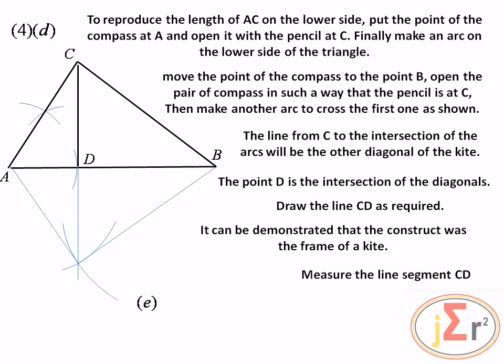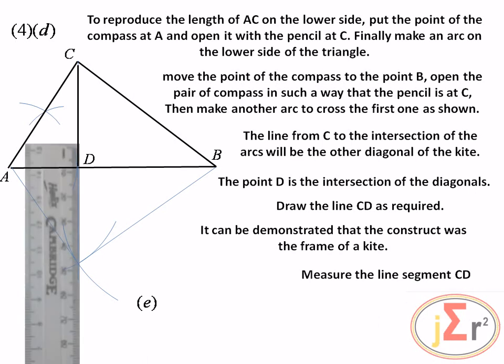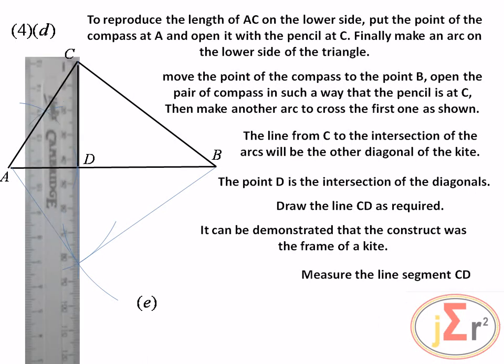Measure the line segment CD. So we are going to measure the line segment CD, and that turns out to be, as we can see right there, approximately 4.3 centimeters. So we have that. CD is equal to 4.3 centimeters.